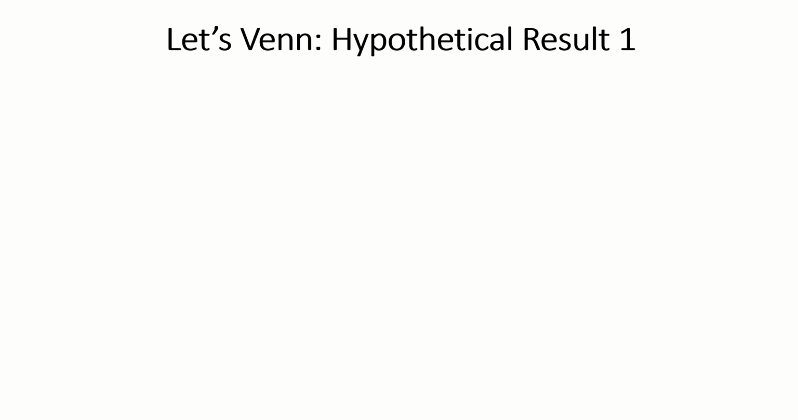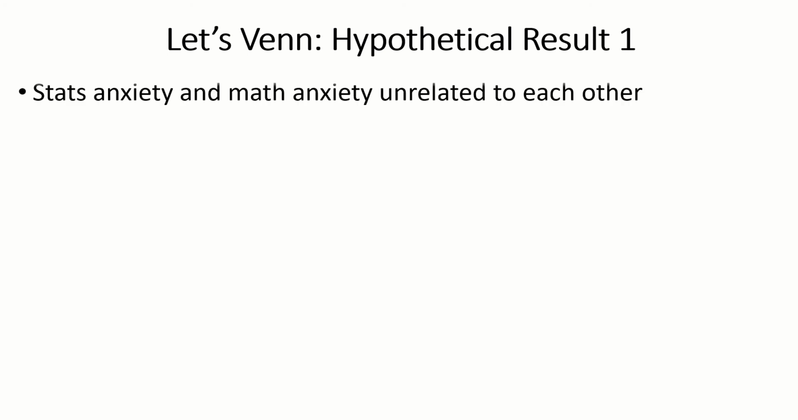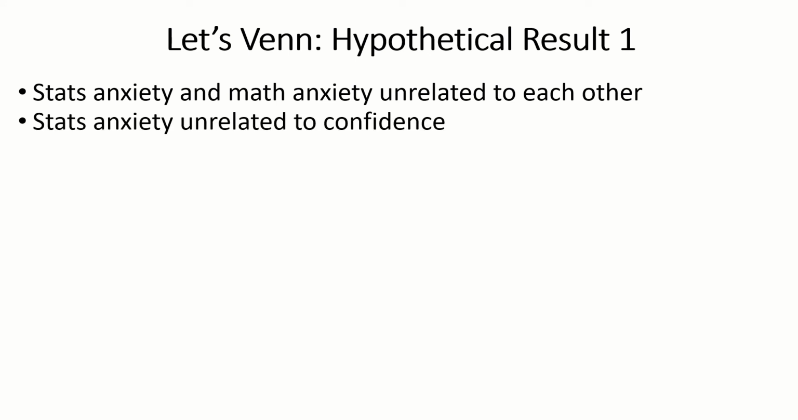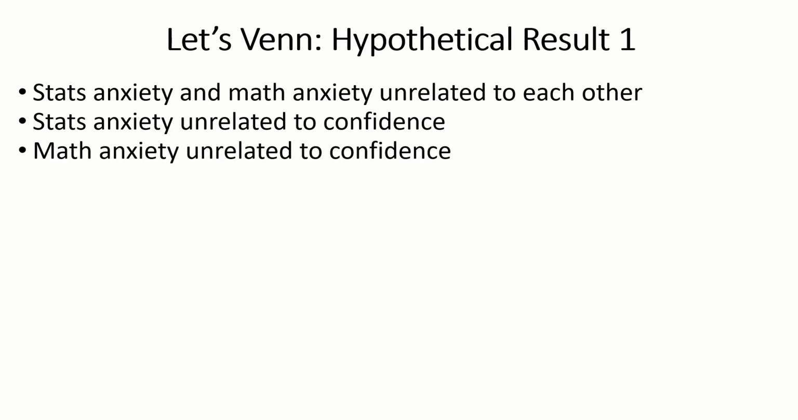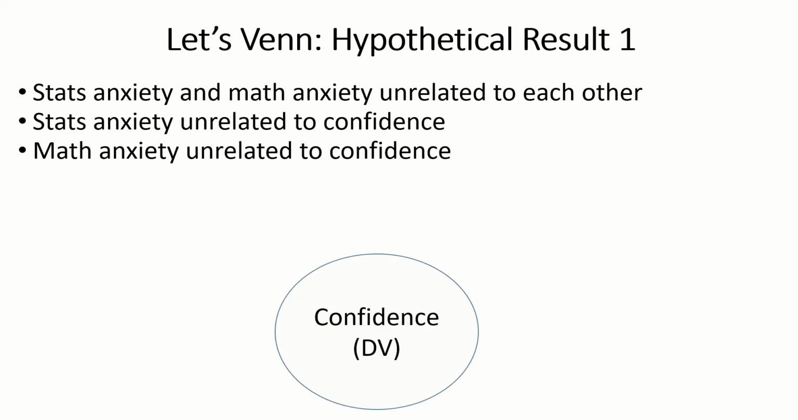For the first hypothetical result, we're just going to pretend that stats anxiety and math anxiety are unrelated to each other, stats anxiety is unrelated to confidence, and math anxiety is also unrelated to confidence. So we'll pretend that this is the state of reality. What would our Venn diagram look like? Well, how do we Venn? For a Venn diagram, we need a circle for each of the variables. So maybe start with your DV, confidence. Draw a circle for confidence here. And now you need 2 more circles, one for math anxiety, one for stats anxiety, to complete the Venn diagram.